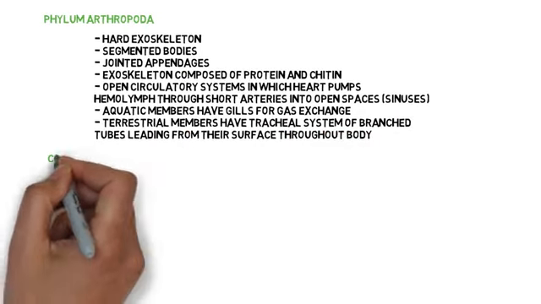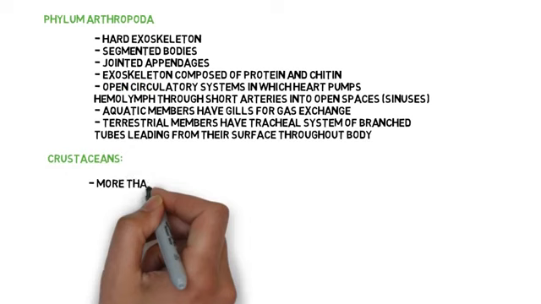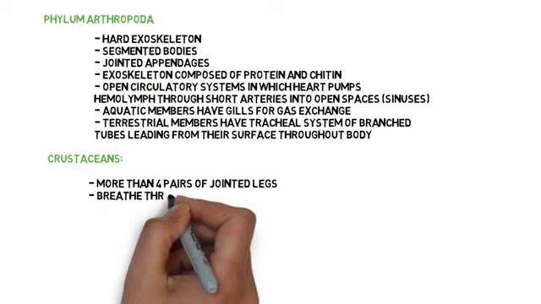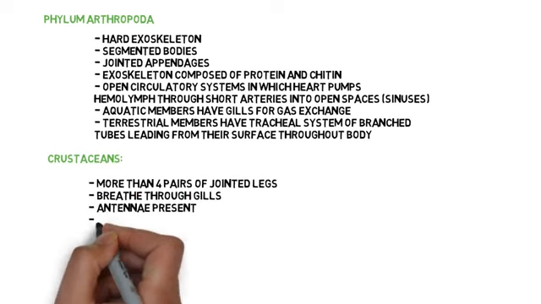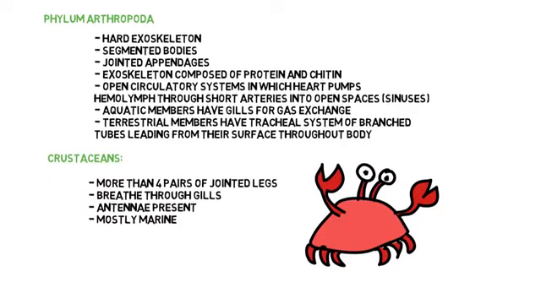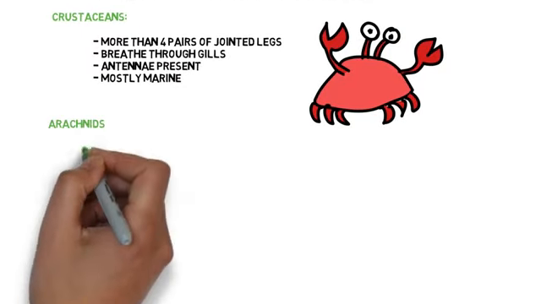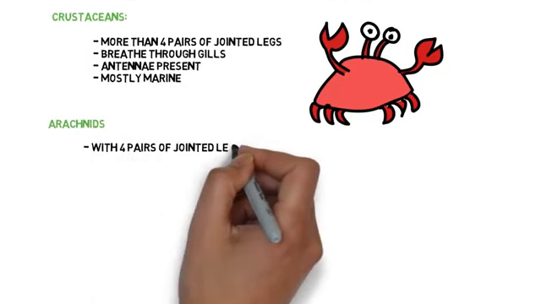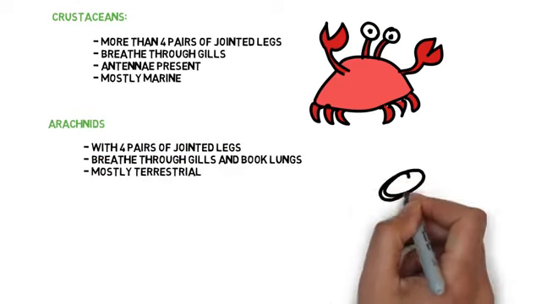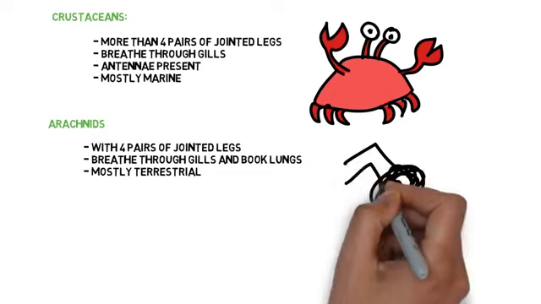Crustaceans have more than 4 pairs of jointed legs, breathe through gills, have antennae present, and are mostly marine. Examples of crustaceans are crabs and lobsters. Arachnids have 4 pairs of jointed legs, breathe through gills and book lungs, and are mostly terrestrial. Examples of arachnids are scorpions and spiders.